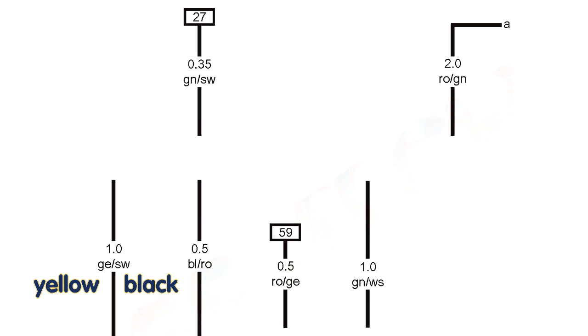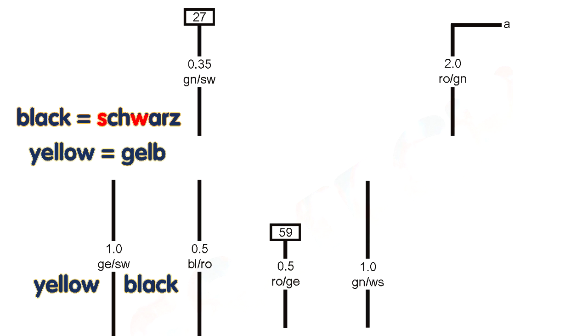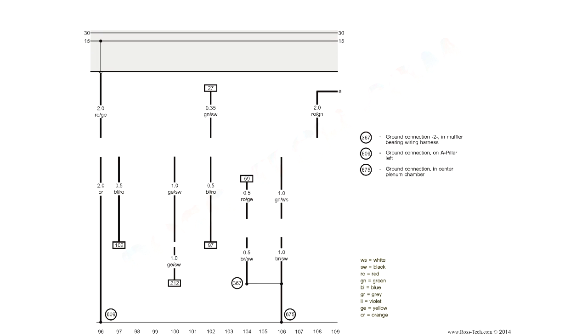The two-letter abbreviations for the colors are from German words. For example, the German word for black is Schwarz, thus SW, and the German word for yellow is Gelb, thus GE. Each page of the wiring diagram will have a color code chart on it.